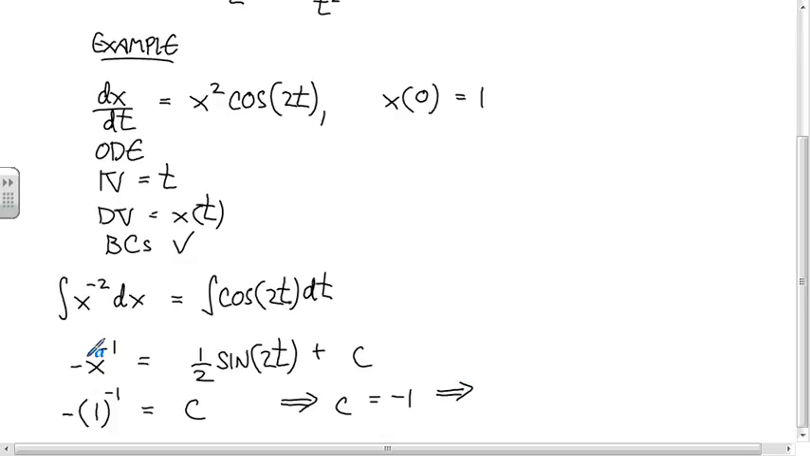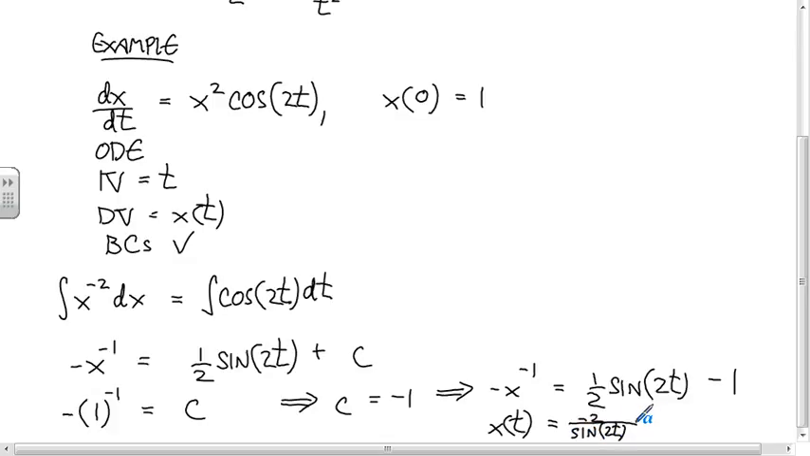And so now we have this expression that says negative x to the minus 1 is equal to 1/2 sine of 2t minus 1. That's not the nicest form you could put that in. You could plot that relationship and it would give you the same function. But if you can represent the dependent variable just by itself, then that's better. So this would be x of t is equal to negative 2 over sine of 2t minus 1.